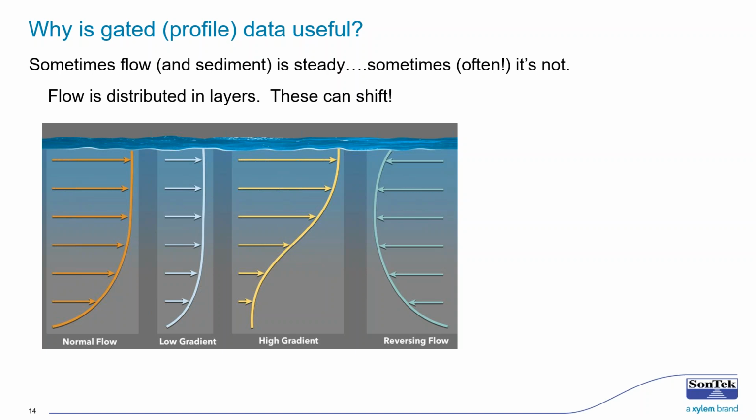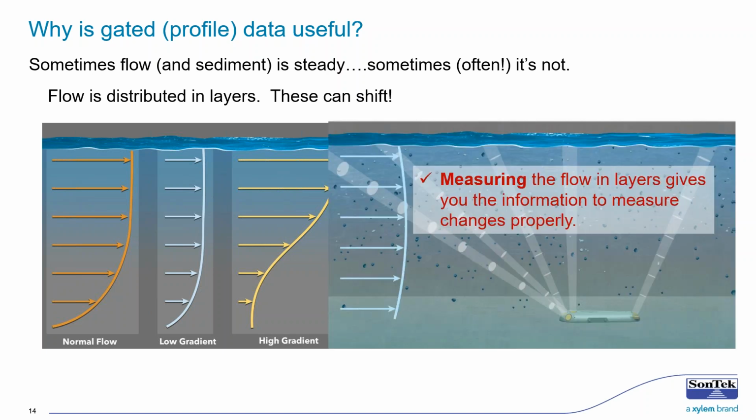And then there's a condition where you can actually see reverse flows at your site. So it's important to really be able to measure in layers because you want to be able to capture these conditions. Throughout one measurement cycle, your site and your instrument could experience all of these or some of these. It's important to know when some of those shifts are happening and make sure that the instrument's able to account for all those changes. If there's anything you're going to take from this webinar, I think it's understanding that measuring the flow in layers gives you the information to measure changes properly.